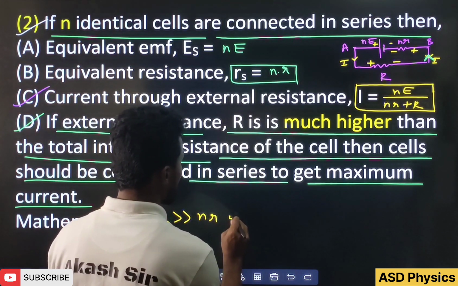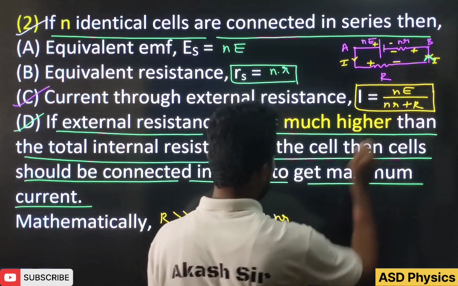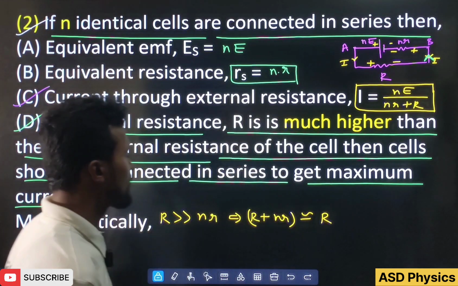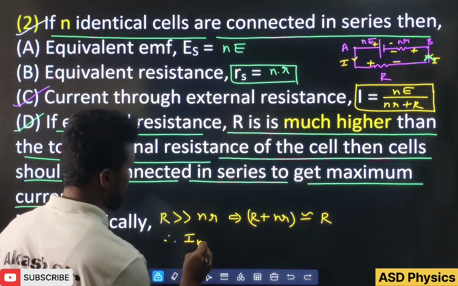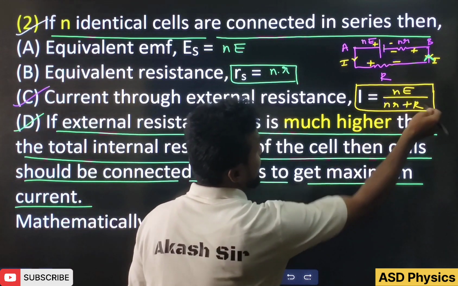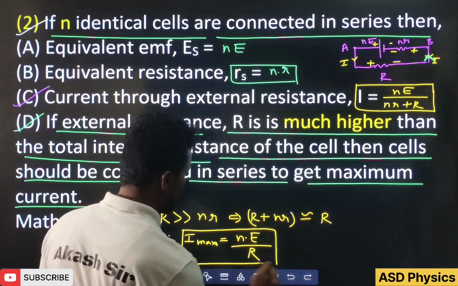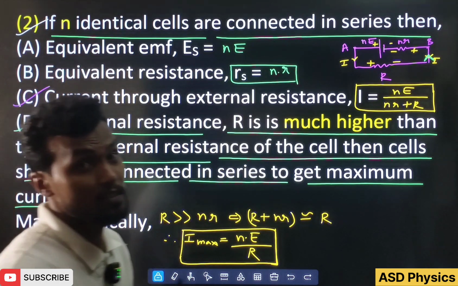That means, students, if I write R plus nr here, see, this R plus nr will become what? R is very high, so we can write R. In this situation I max will become n into E over nr plus R, which is R. And in this situation it will be maximum utilized. So remember that we have to use the series combination when the external resistance is very high compared to the internal resistance.